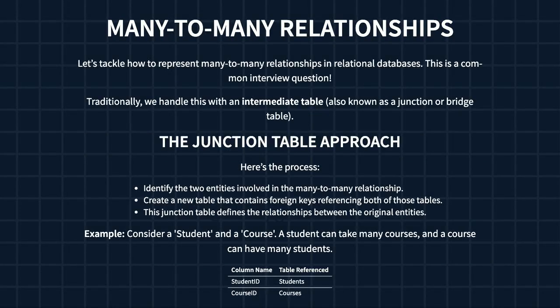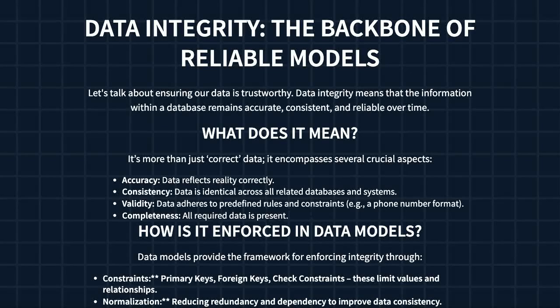Okay, let's talk about many-to-many relationships, a super common topic in data modeling interviews. The key is to realize that directly relating two entities with a foreign key isn't possible. Instead, you create an intermediate table, sometimes called a junction or bridge table. Think of it as a linking table that holds the connection between your original tables. For example, if students can take many courses and courses can have many students, we introduce a student courses table. This table will have foreign keys referencing both the students and courses tables, effectively creating the bridge needed to represent this complex relationship.